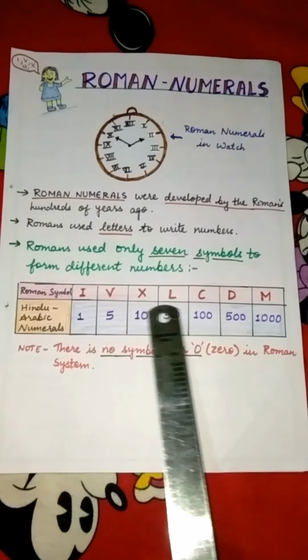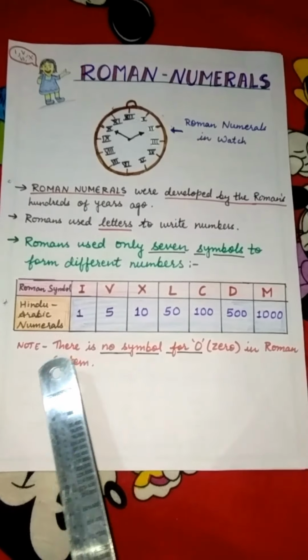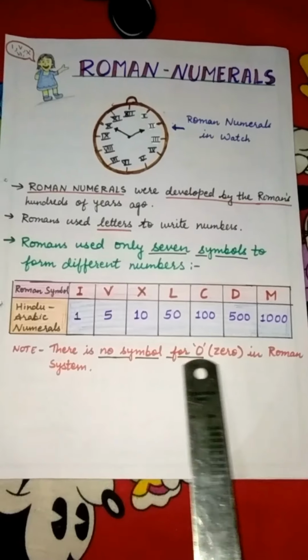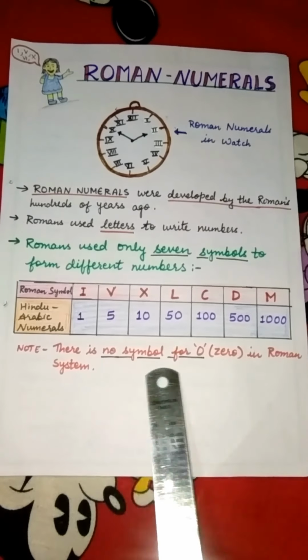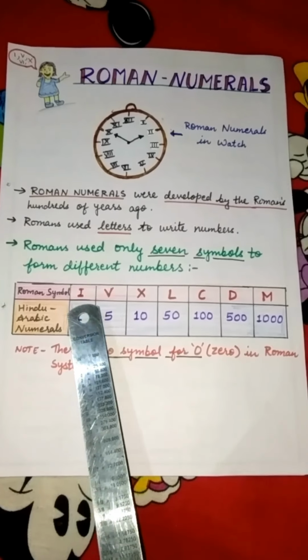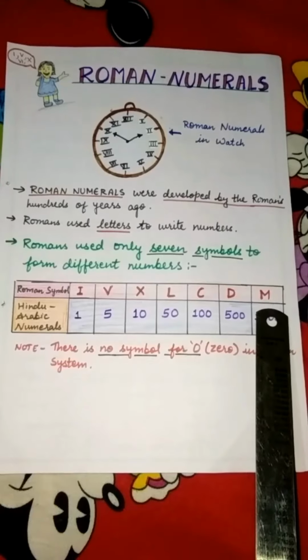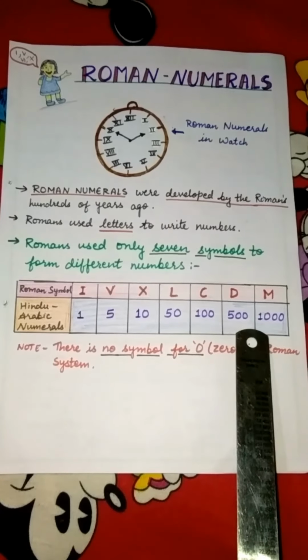So these 7 symbols are used to represent these numbers, and there is no symbol for 0 in the Roman system. So to learn the Roman numerals, it is very important to learn these symbols and their equivalent Hindu-Arabic numerals.